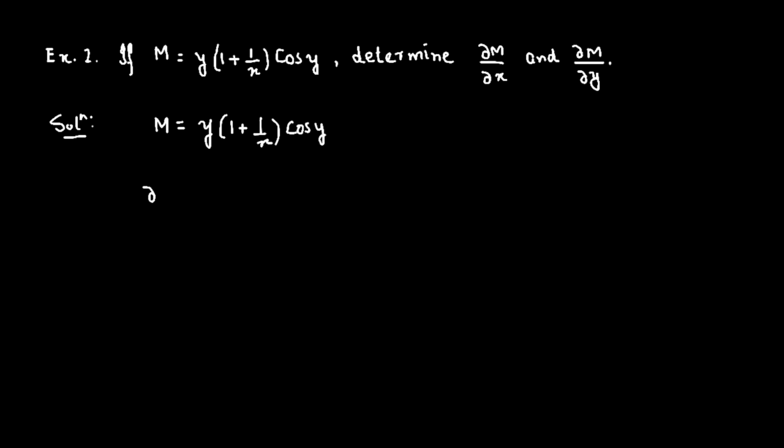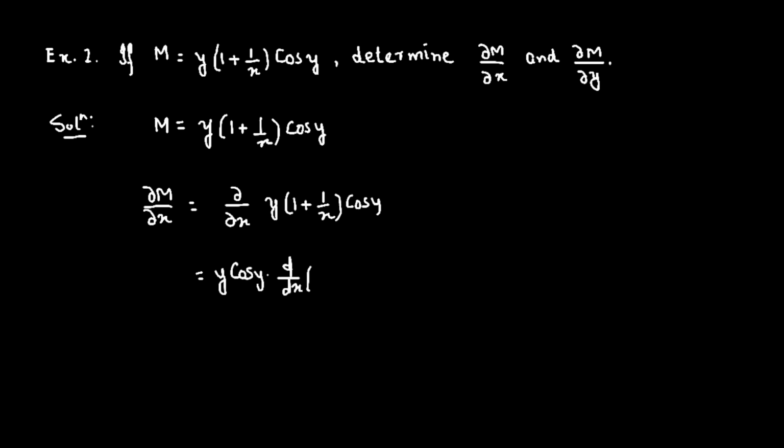So we're going to differentiate the term on the right hand side with respect to x partially. So that should give us the partial of y(1 + 1/x)cos y differentiated with respect to x. Now, since we are differentiating with respect to x, y cos y being a constant is taken out, so that is multiplied to the derivative of 1 + 1/x. So we have y cos y times d/dx of 1 will be 0 and d/dx of 1/x is -1/x^2. So finally that gives us -(y/x^2) cos y.